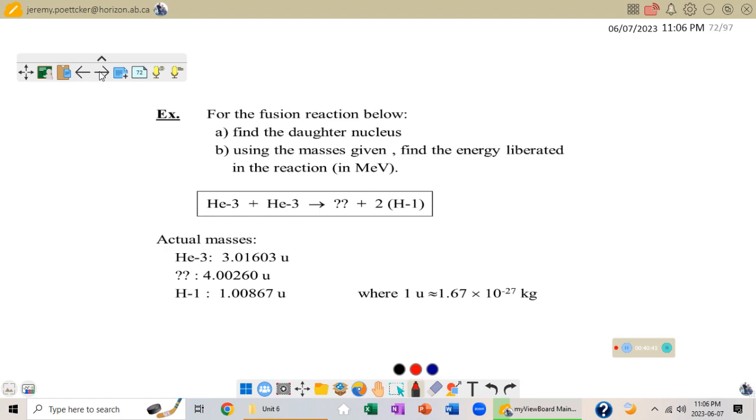All right, so let's take a look. For this fusion reaction, find the daughter nucleus, and then using the masses given, find the energy liberated in the reaction in mega electron volts. All right, so if we look here, we've got helium-3. Now I'm telling you that this thing here has this mass.